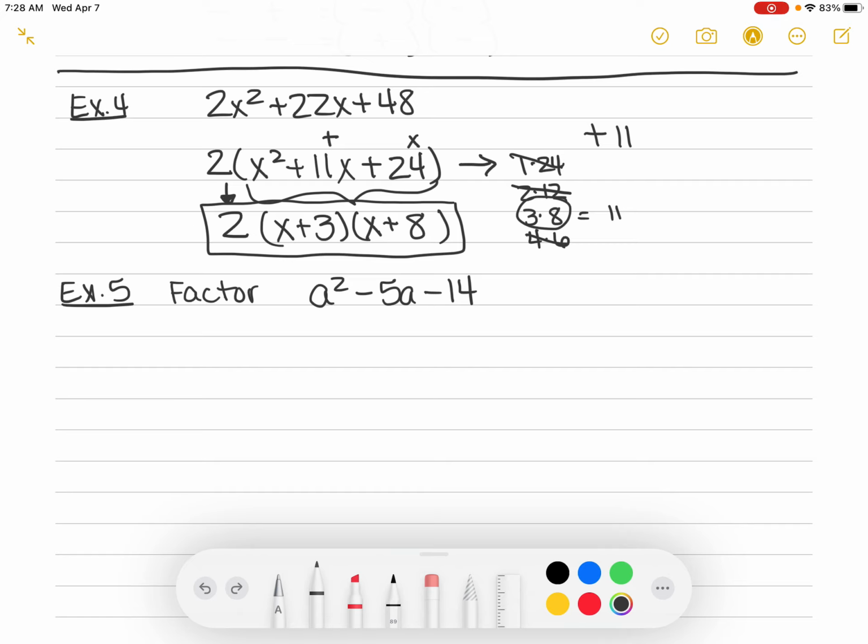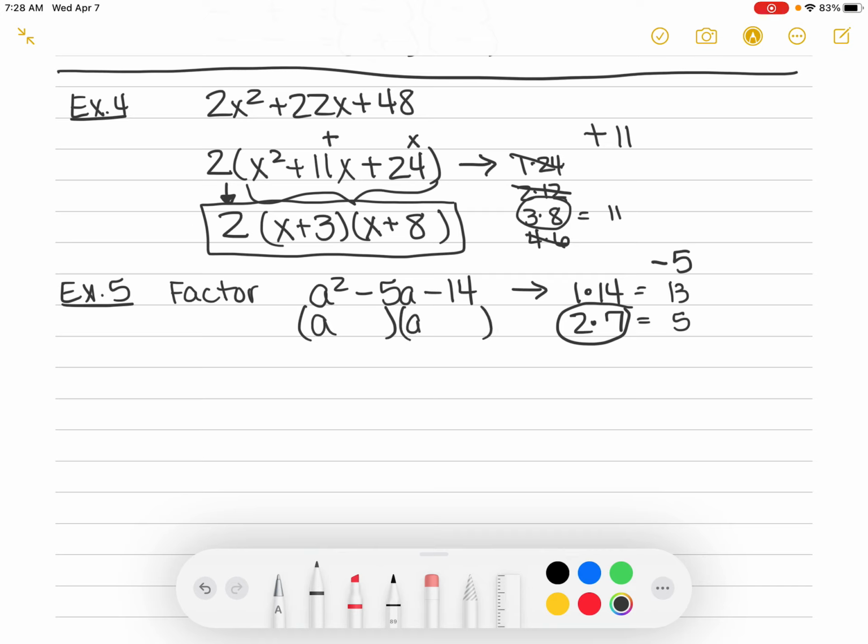But here's a good little trick: the last sign tells you whether you're going to add or subtract in the middle. So I'm going to work on 14, like 1 times 14, 2 times 7, and see which one of those subtracts to get 5. So I'm trying to subtract to get 5. Okay, so this subtraction is 13, and this subtraction is 5. So this is the one I want to use, 2 times 7.